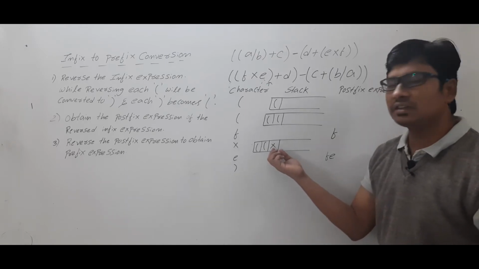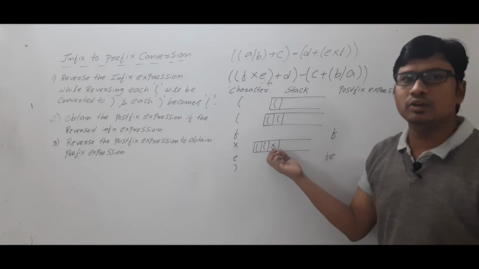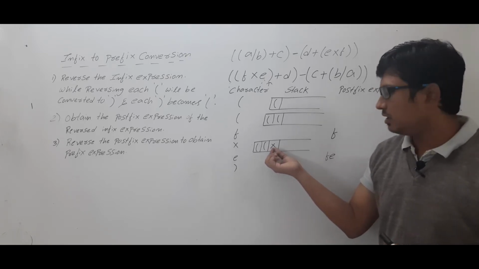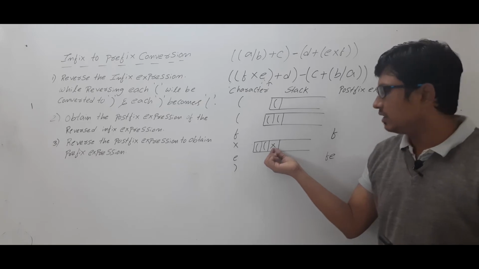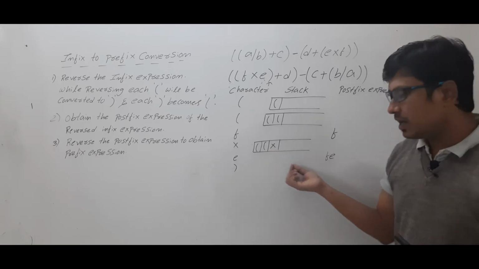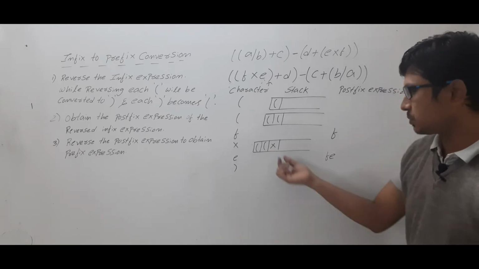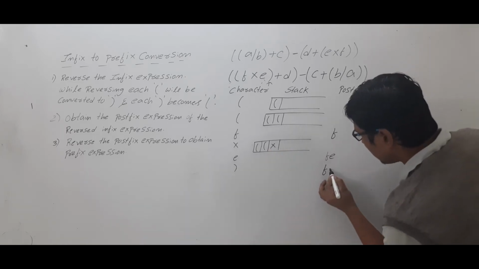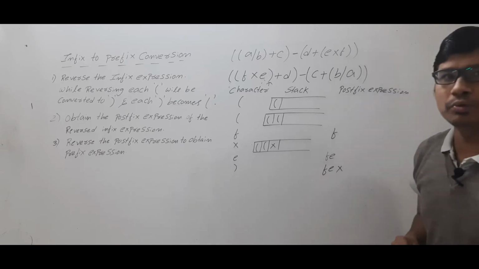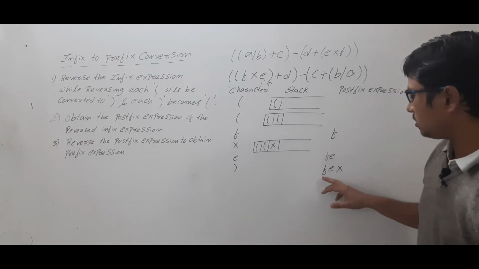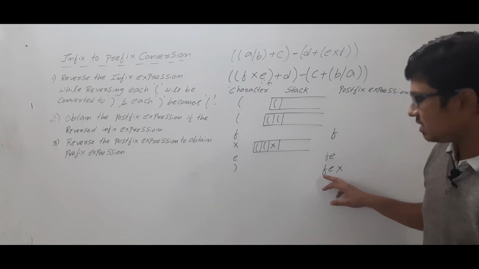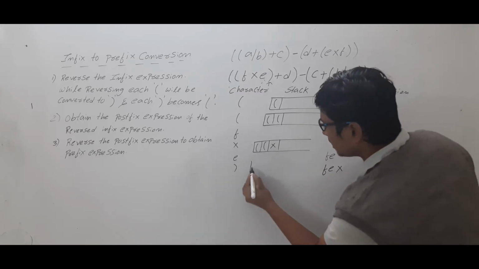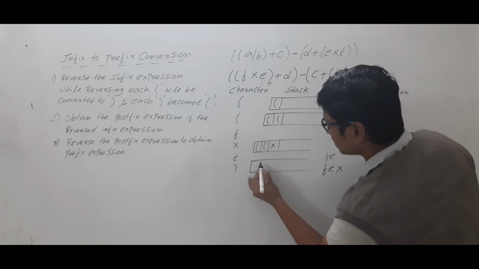You need to check the alphabet which is at the top of the stack. Here it is the operator. If it is an operator, then you need to pop it and append it to the postfix expression. As this is a multiplication operator, I will pop it and append it to the postfix expression. So I currently got the postfix expression as FE multiplication. If I pop it, I will get the stack like this.